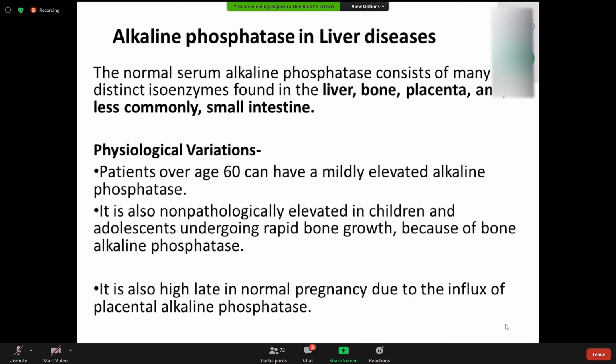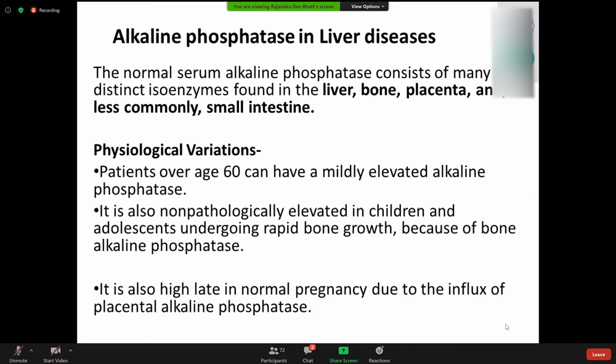If we want to identify the problem, we must have some idea about physiological changes also, like I said, during pregnancy. And if a cancer patient is suffering from some bone cancer, at that time it will be high, and you have to think that it is also released from the bone, so it's not related to the liver in this condition. You have to know some physiological conditions as well.